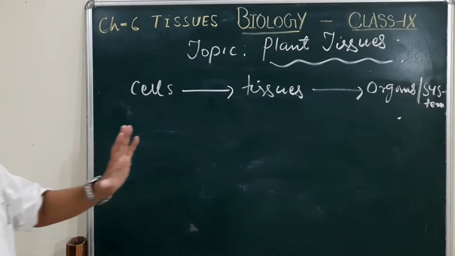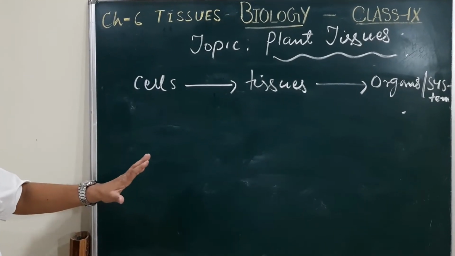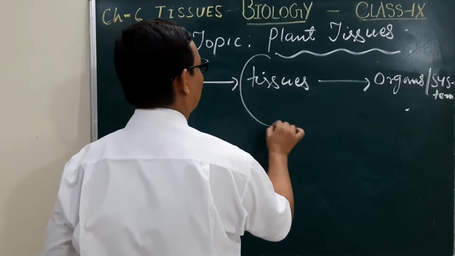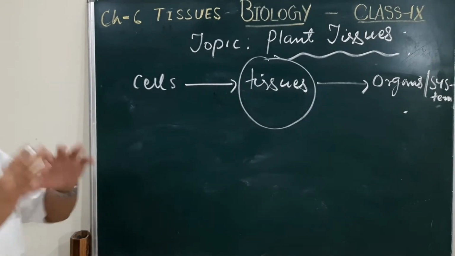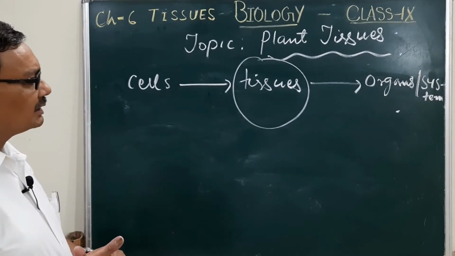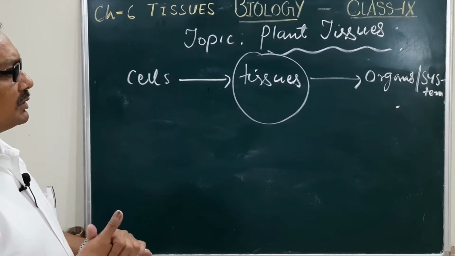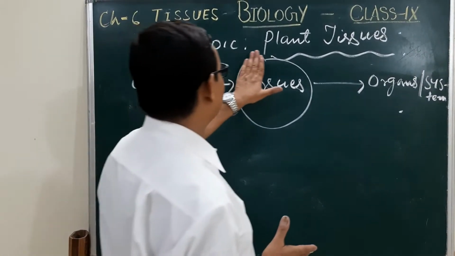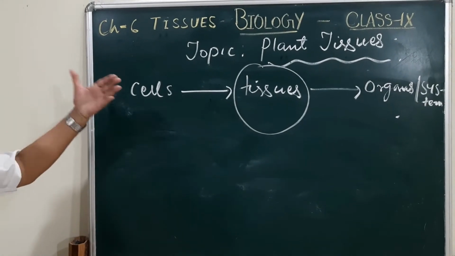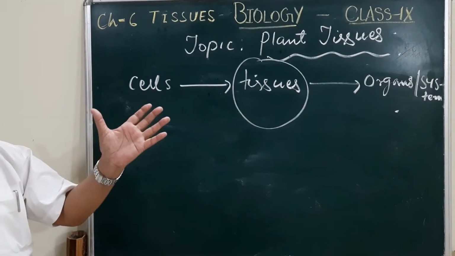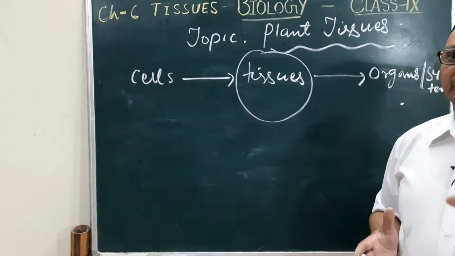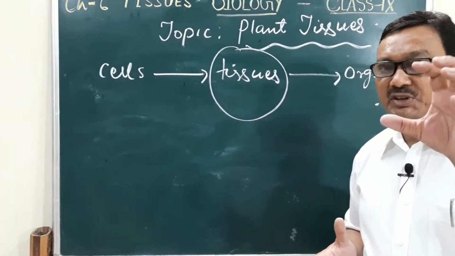Depending upon this differentiation, we have seen a major role of the tissues in making the body organization, and that's why we have the topic plant tissues. How are these tissues in the plant body distributed to achieve a function, to achieve a special function?